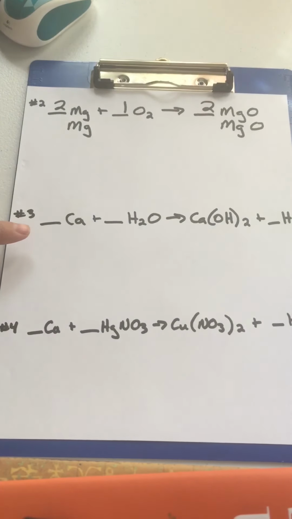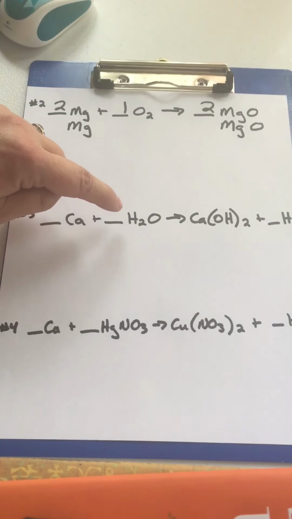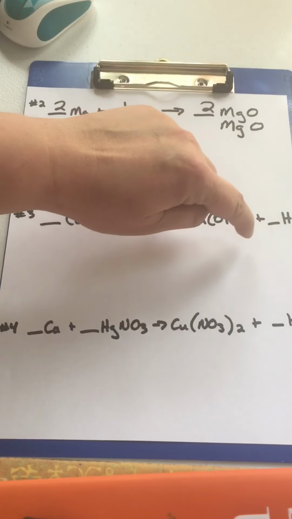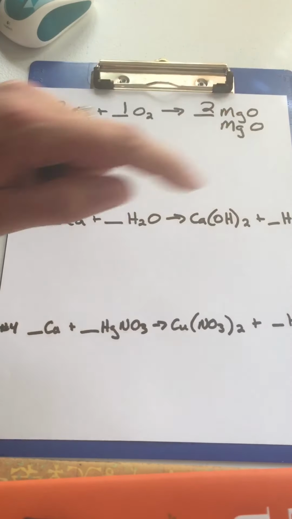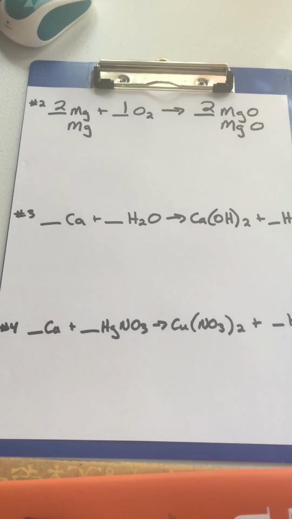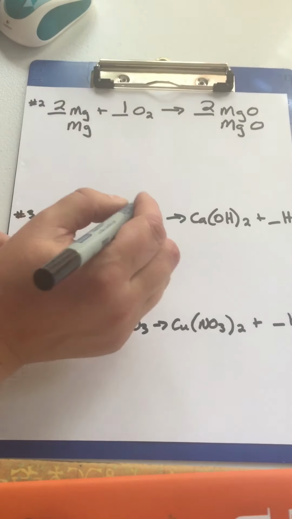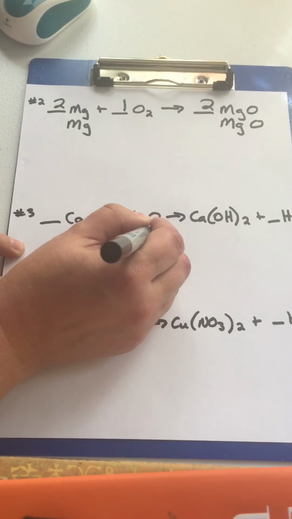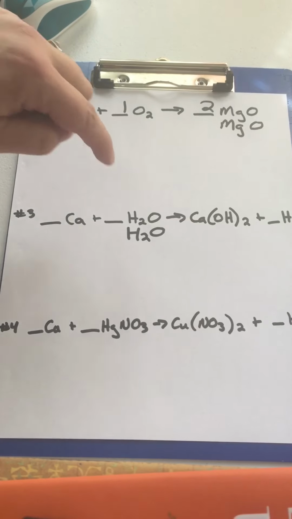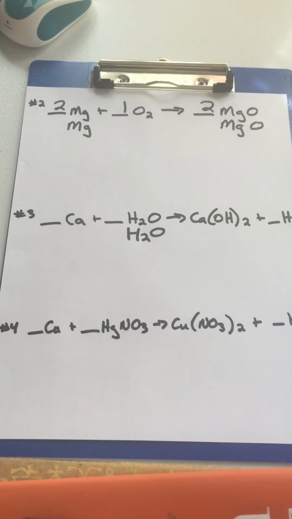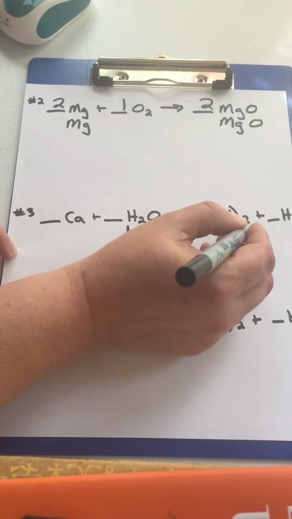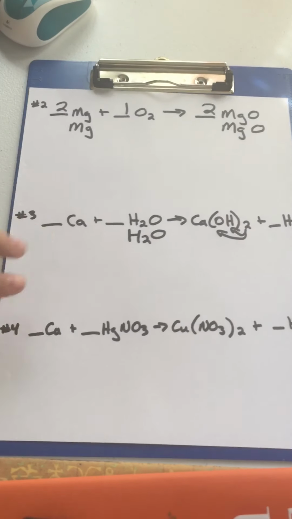I've got 1 calcium on this side and 1 calcium on this side. I've got 2 hydrogens on this side, but remember I've got to distribute my 2 in, so I've got 2, 3, 4 hydrogens. So now I'm going to add an H2O. So I've added an H2O, and now I've got 1, 2, 3, 4 hydrogens, and 1, 2, 3, 4 hydrogens, and I've got 1, 2 O's. Remember, we distribute this 2, it goes both to the O and to the H.